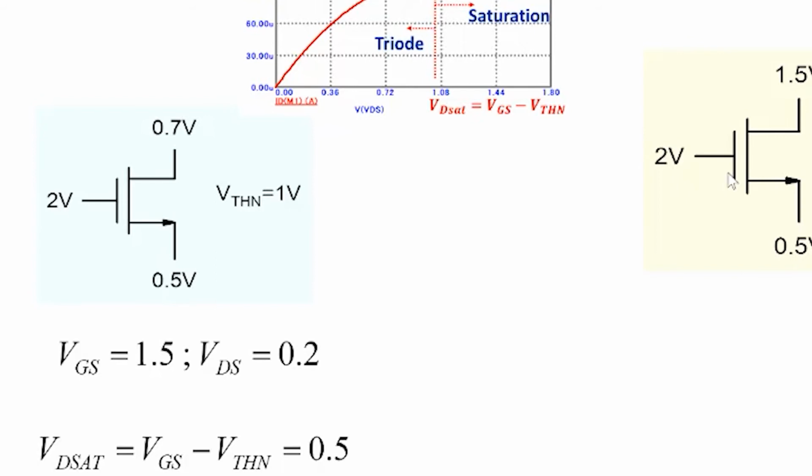Let's look at the same device, but we have raised the drain voltage to 1.5 volt. Now VDSAT is 0.5 again, and VDS is 1 volt, so obviously it is in the saturation region.